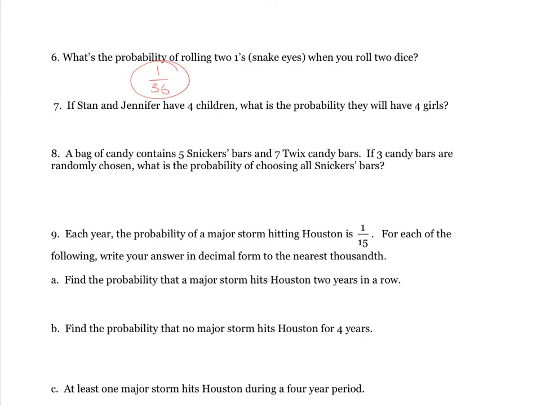If Stan and Jennifer have 4 children, what's the probability they will have 4 girls? So that would be girl and girl and girl and girl. Oh my goodness, 4 times, right? So the probability of having a girl is 1/2. If they do it 4 times, that will be 1 out of 16. Each number gets the exponent. 1 to the 4th power is 1, 2 to the 4th power is 16.